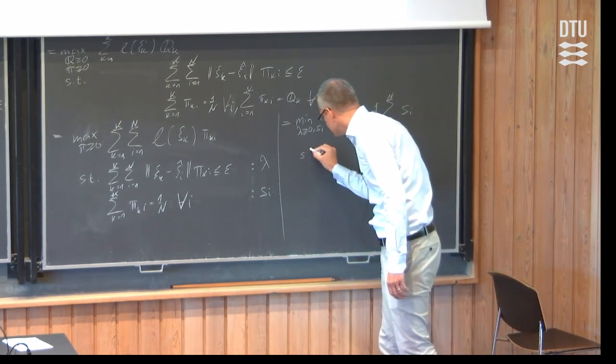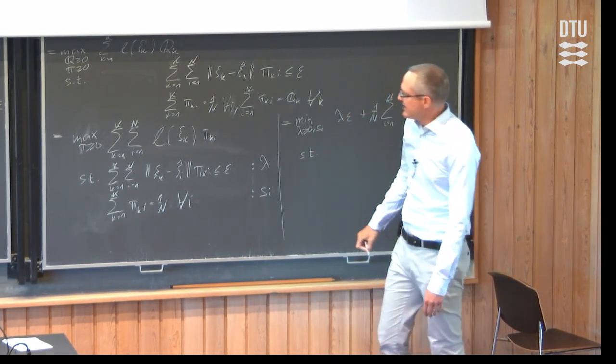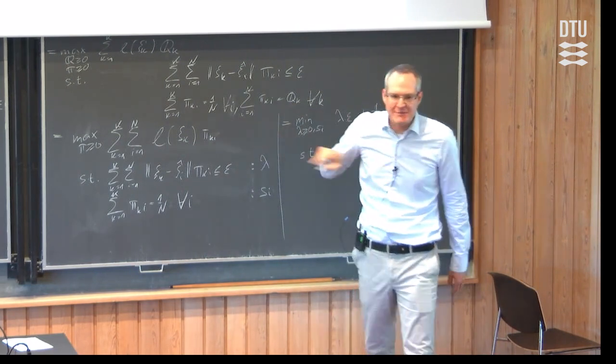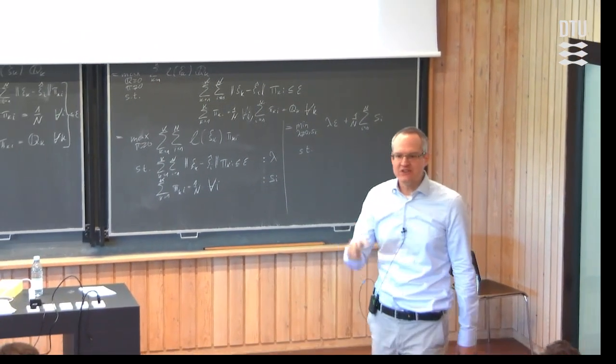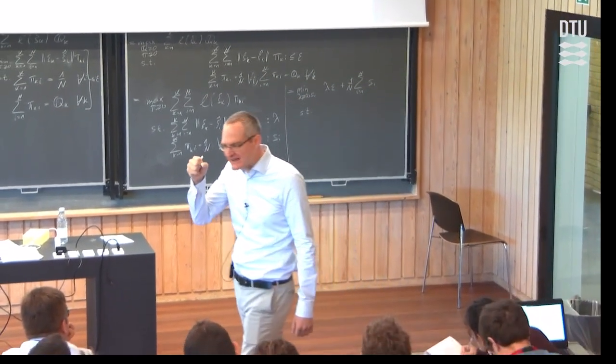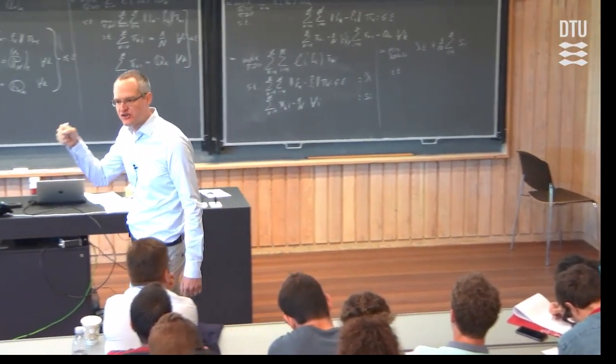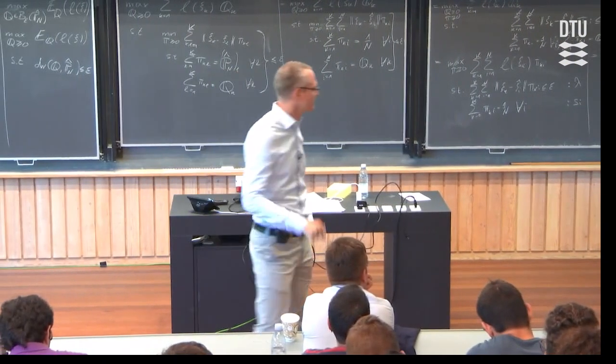What are the constraints? Each variable in the primal problem corresponds to a constraint in the dual problem. So each variable pi ki for a fixed k and a fixed i corresponds to a constraint in the dual.